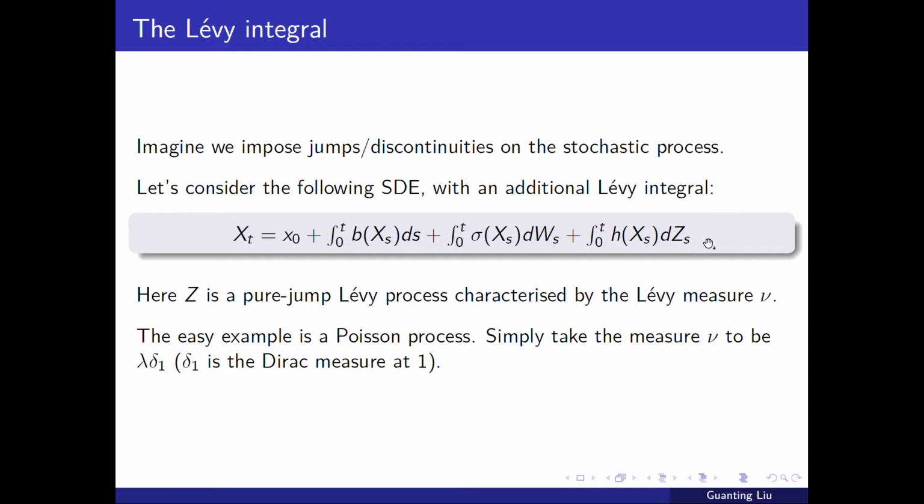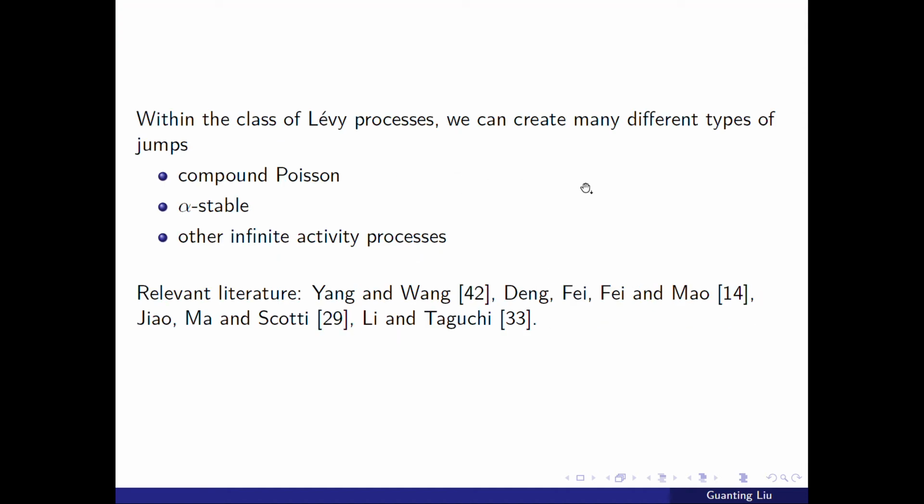So with this notation, this class of Levy processes, instead of maybe just a Poisson process, we're able to create many different types of complicated jumps: the Poisson process, compound Poisson process, or alpha stable process, and all other Levy processes with finite or infinite variation, finite or infinite activity.